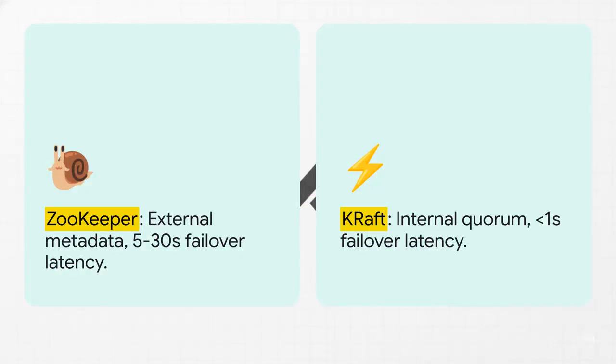The operational advantages between the legacy ZooKeeper setup and modern KRaft are absolutely staggering. Back under ZooKeeper, if a controller failed, the new one had to load the entire state from that external system, and that caused failover latencies of anywhere from 5 to 30 seconds. But under KRaft, standby controllers are constantly replaying the metadata log locally. This drops your failover latency down to literally under 1 second. Less than a second, even if your cluster is managing millions of partitions.